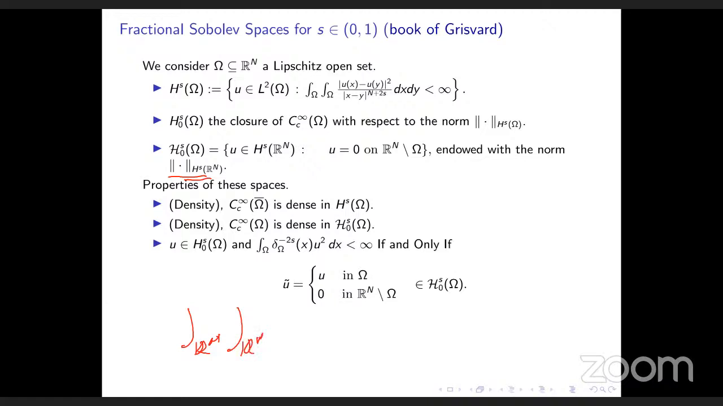So if I write the integral over R^n, then I can separate it, so with the semi-norm in Omega squared plus the integral in Omega, integral in R^n minus Omega. And so this is the semi-norm squared.